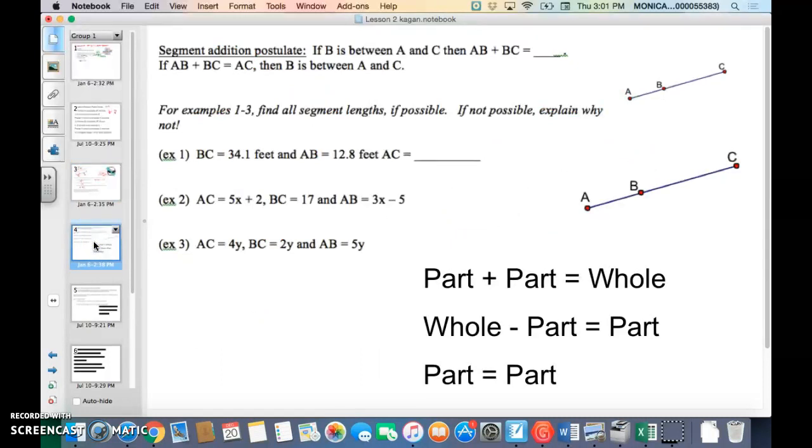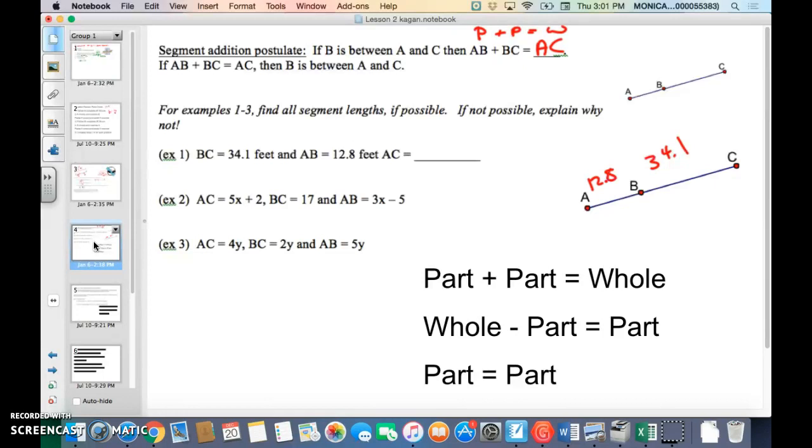So if B is between A and C, then AB, which is a part, plus another part is going to equal your whole, and your whole is going to be from A to C. So let's go ahead and take a look at some examples. So we have BC over here is 34.1, and you have AB is 12.8. So how would you figure out what AC is?